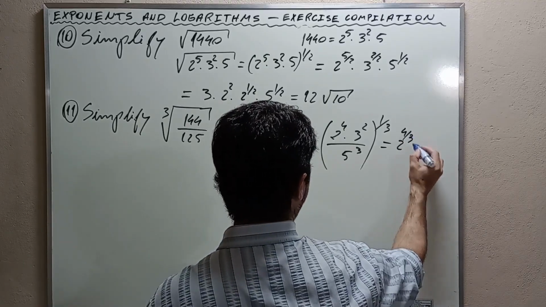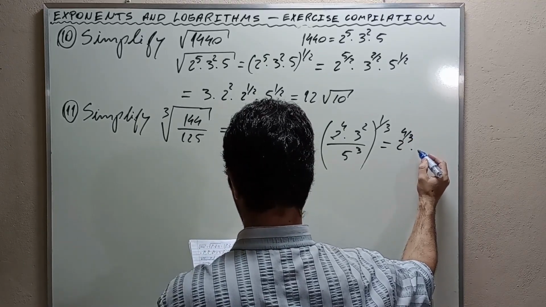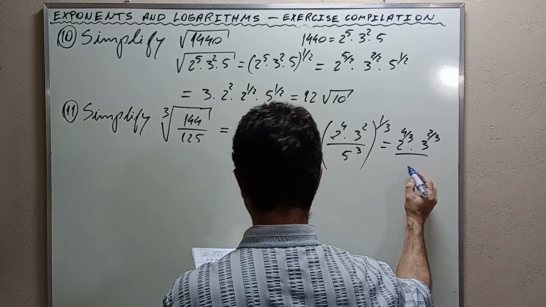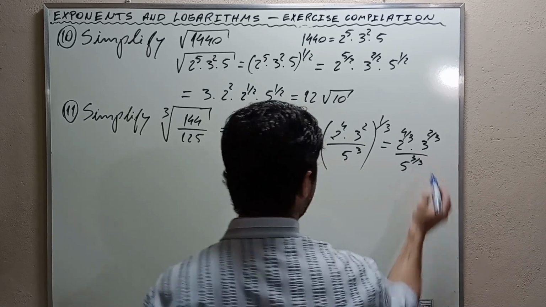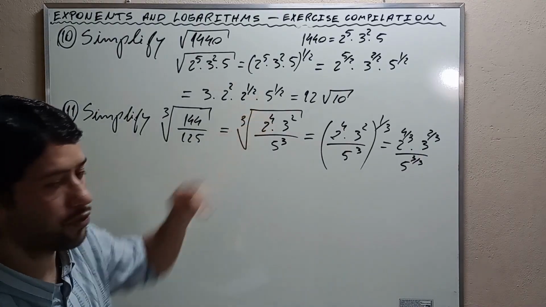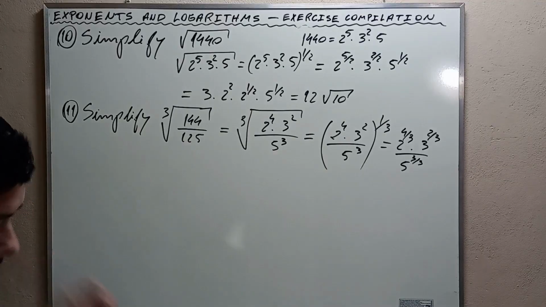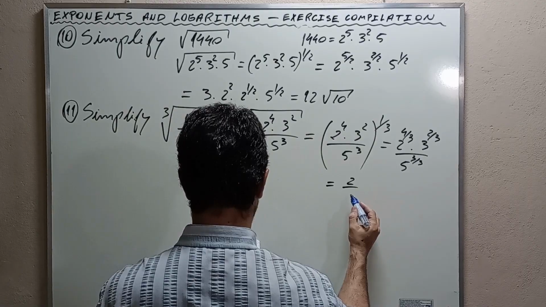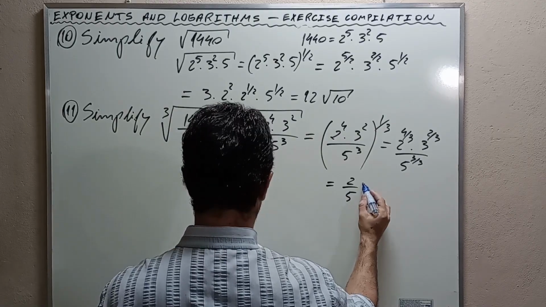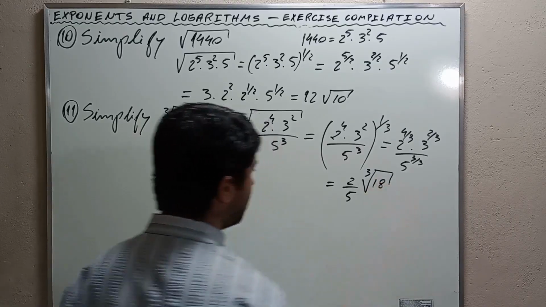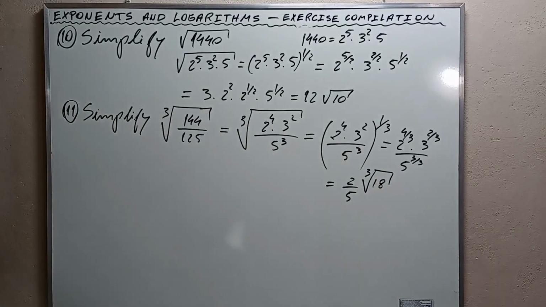And in this way, we find this. 2 to the 4 thirds times 3 to the 2 thirds divided by 5 to the 3 thirds. And ultimately, if we follow the same procedure as we did here, we're going to find that it is 2/5 times the cube root of 18. Okay, this is the solution of this exercise.